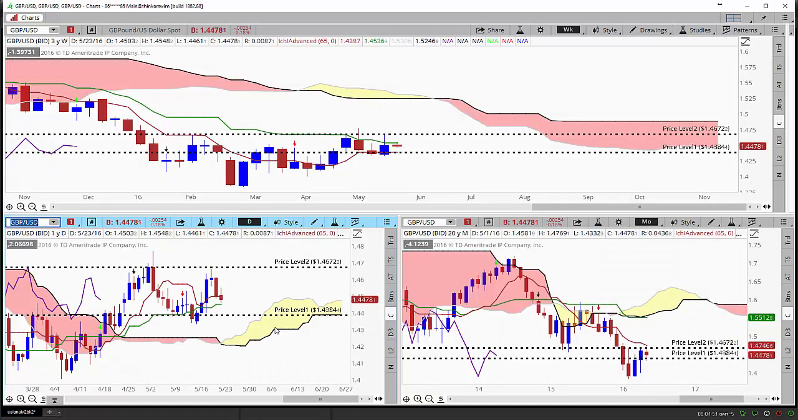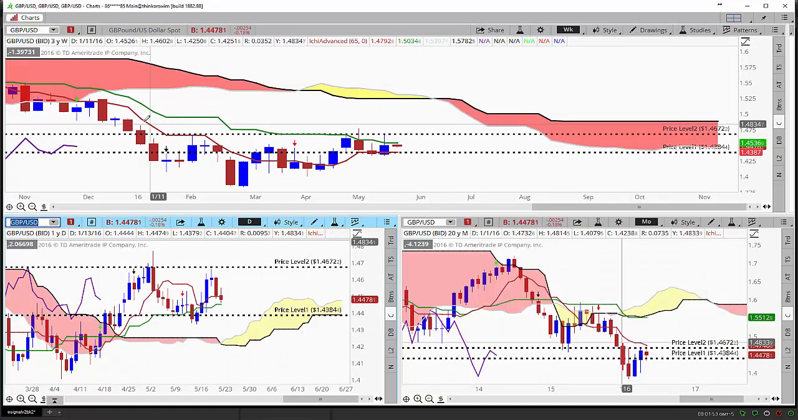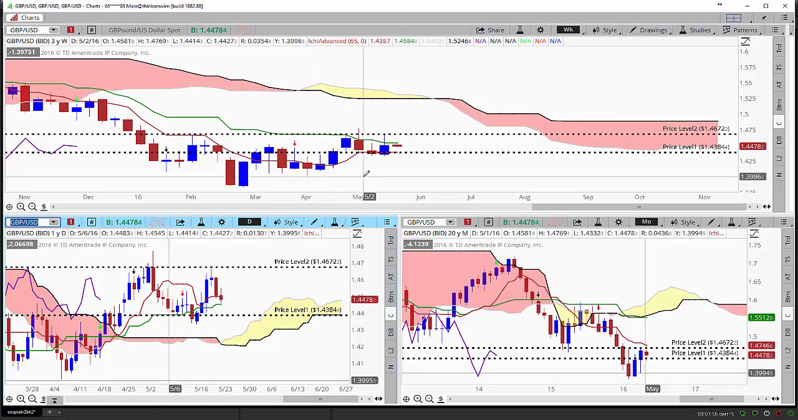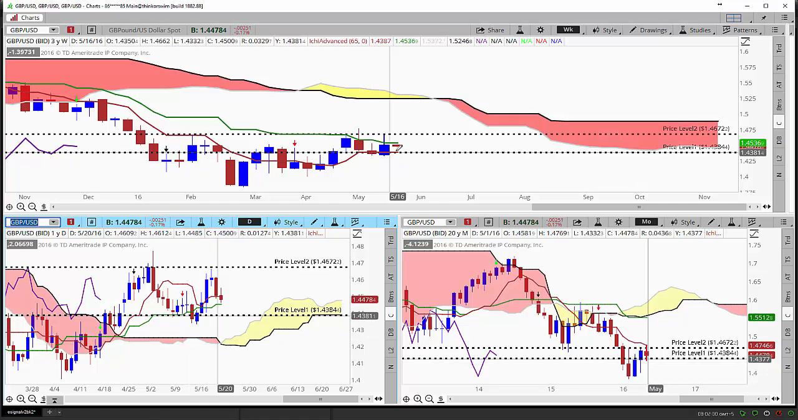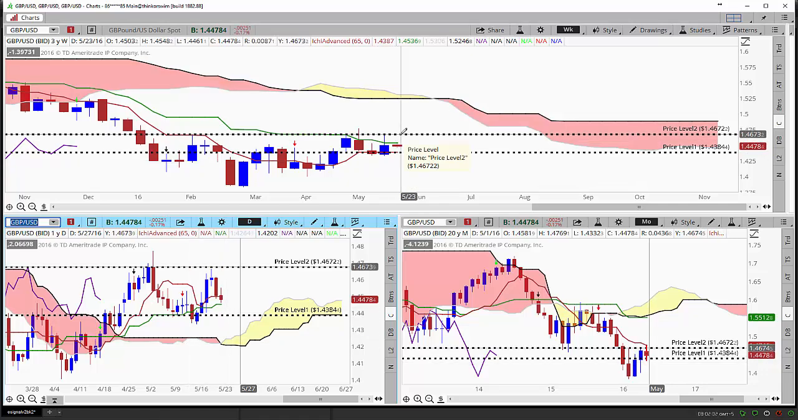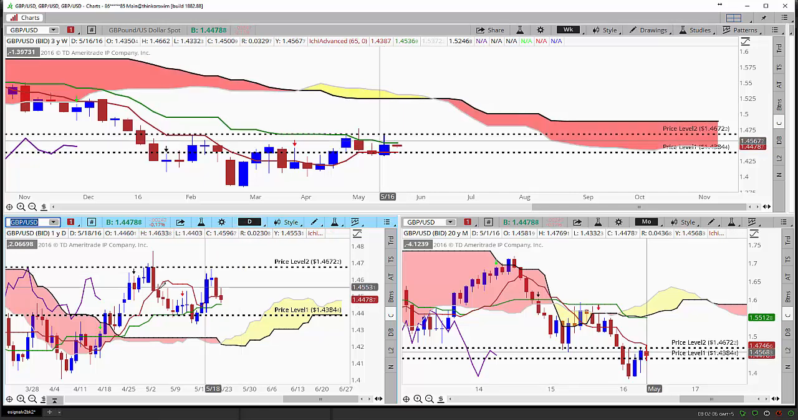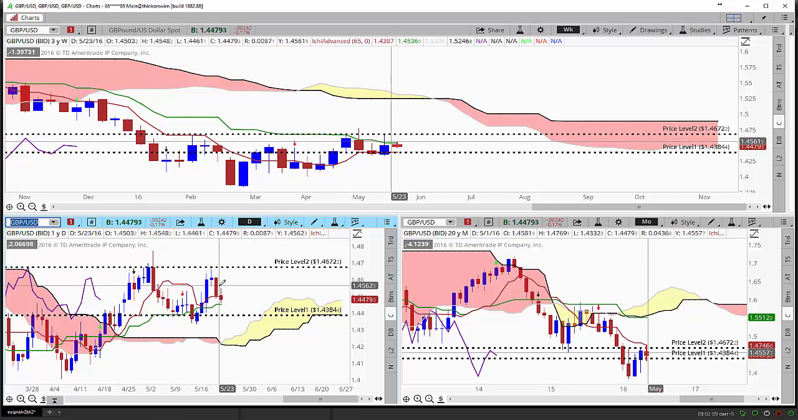Pound USD, you could see pound USD is basically bearish trending but going for a pullback. The pullback's being controlled by a support at 43.84. As long as that support holds, this has a high probability of coming back here to 46.72. And you could see that the daily is consolidating between these two ranges here.